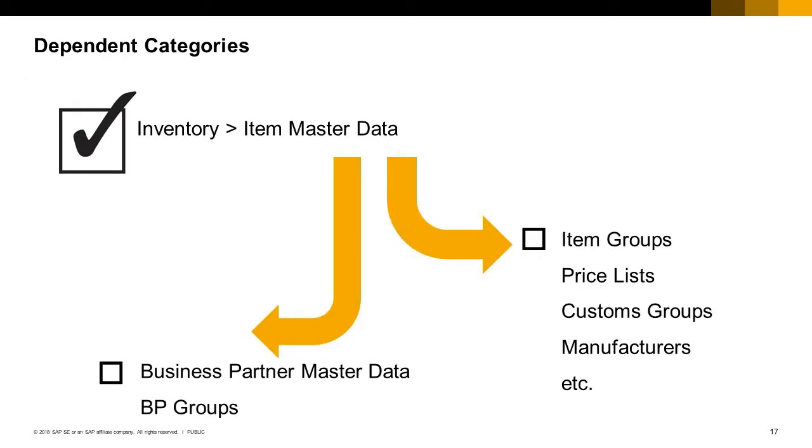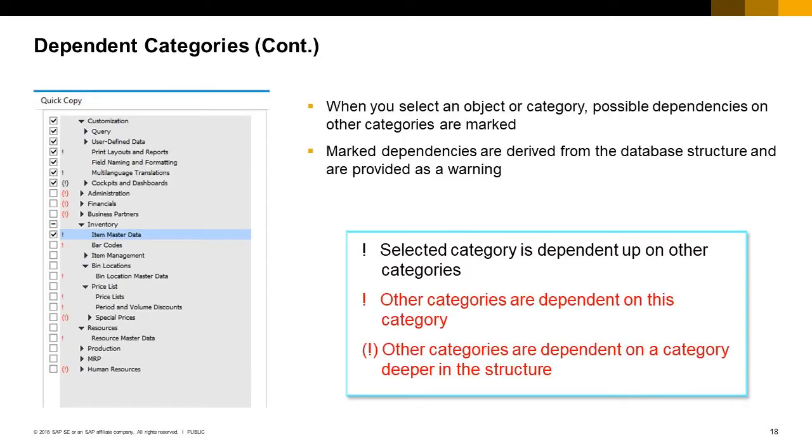When you select a category, there might be data dependencies on other categories. For example, the item master data category has dependencies on business partner master data, vendors or resellers, as well as item groups and price lists. The Quick Copy tool indicates possible dependencies on other categories.